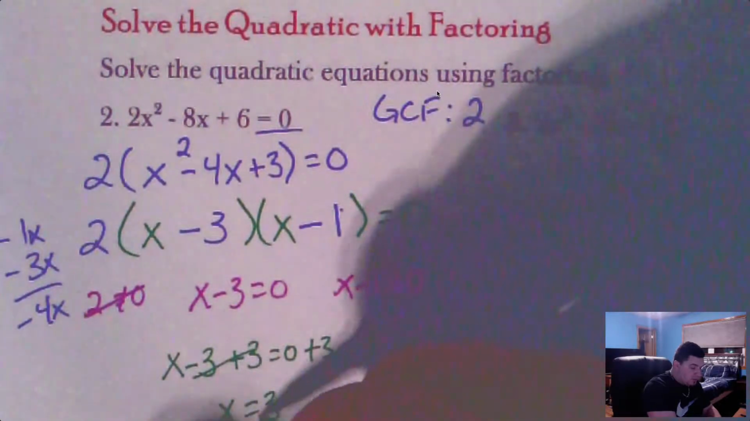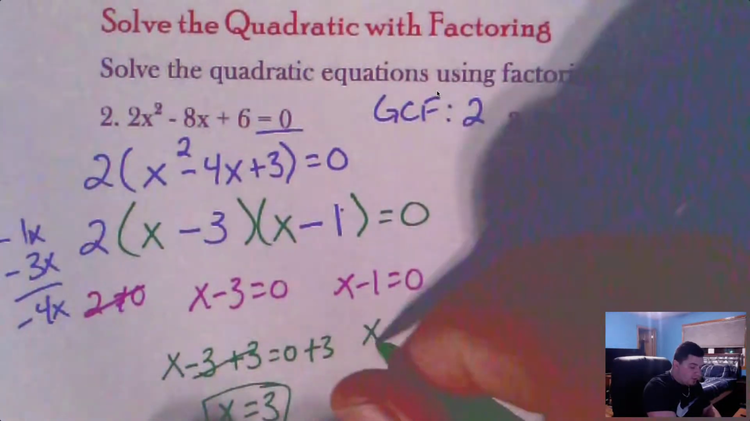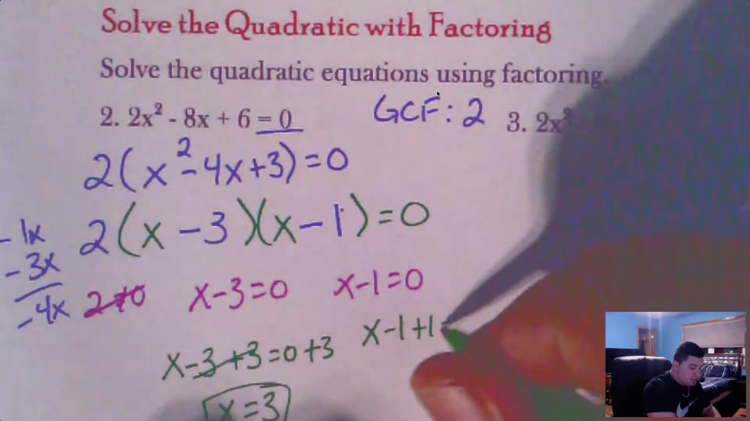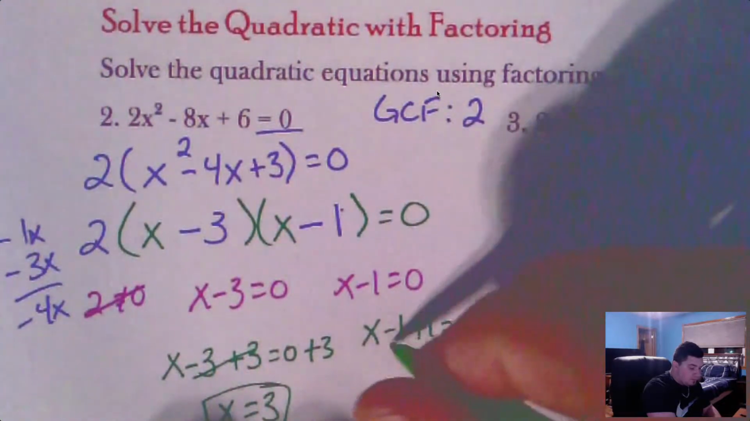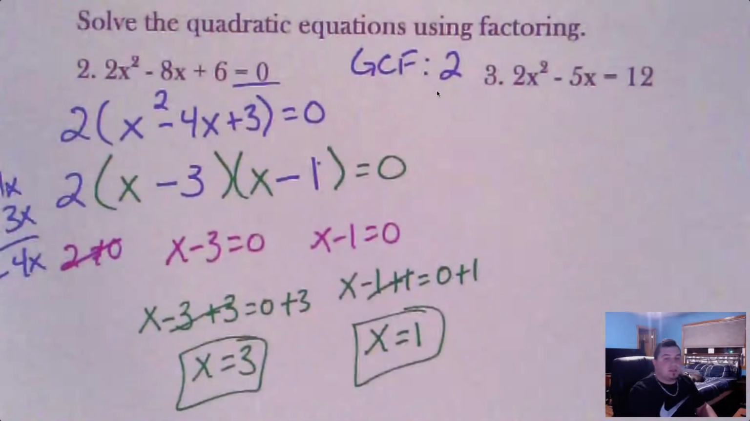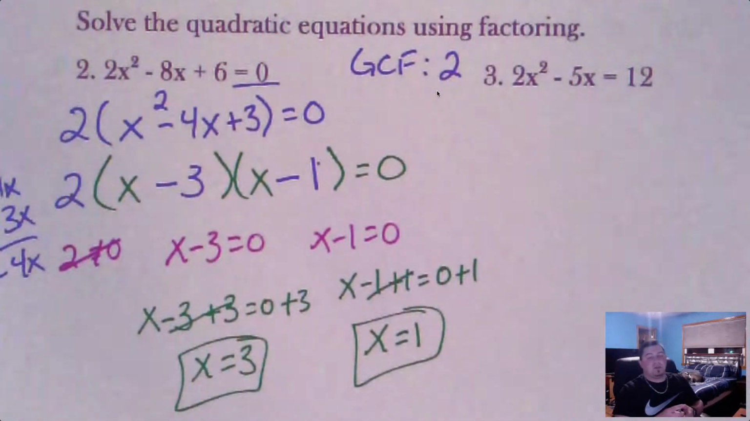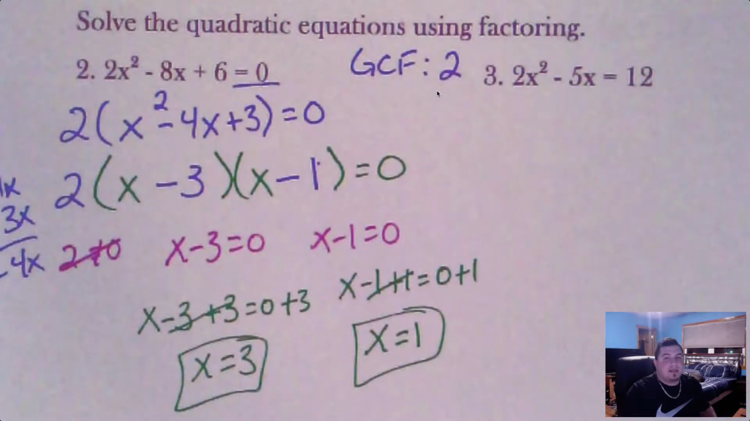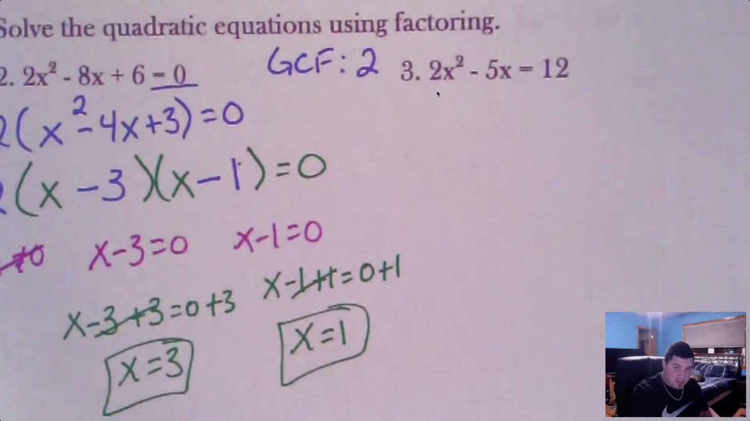X equals 3. And then over here, we're going to add 1 to both sides. And then x equals 1. So my answers for the first quadratic is x equals 3 or x can equal 1, and that statement will be true. All right.